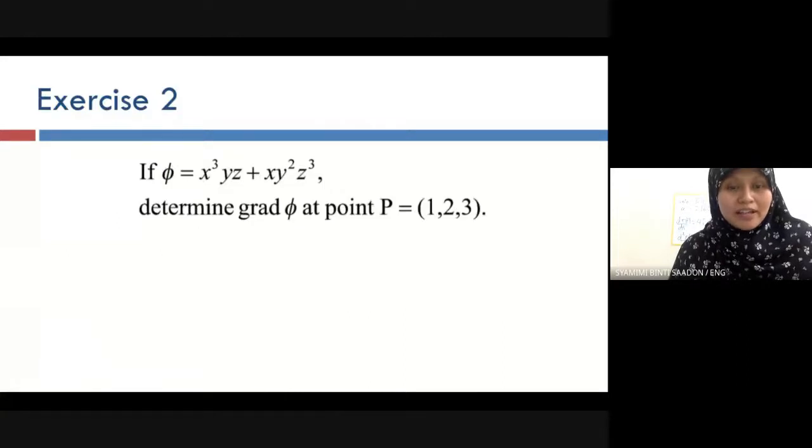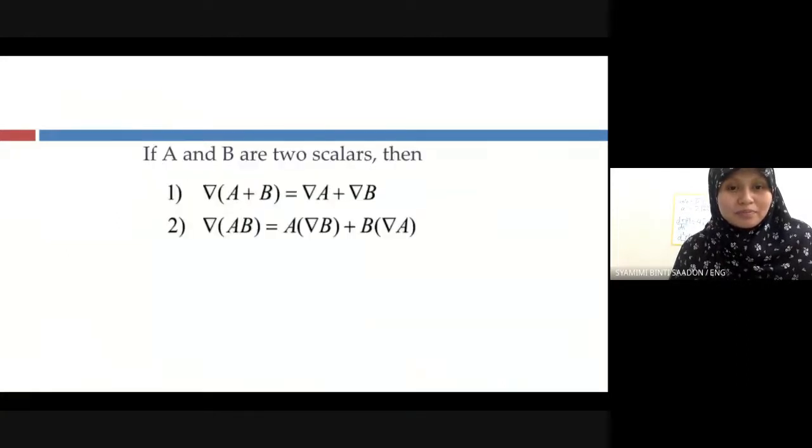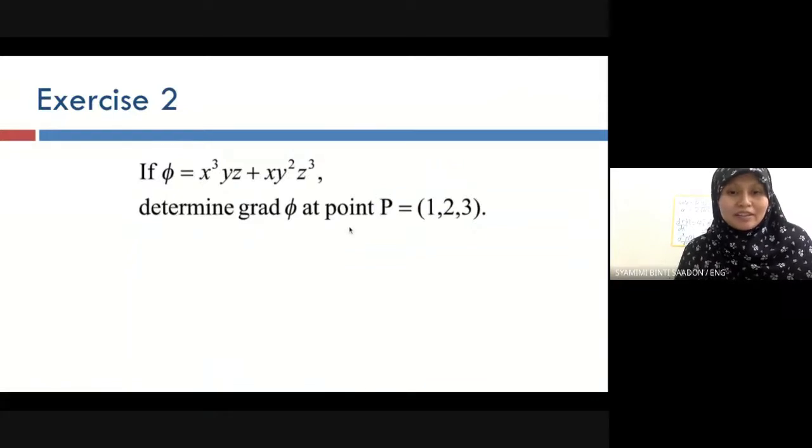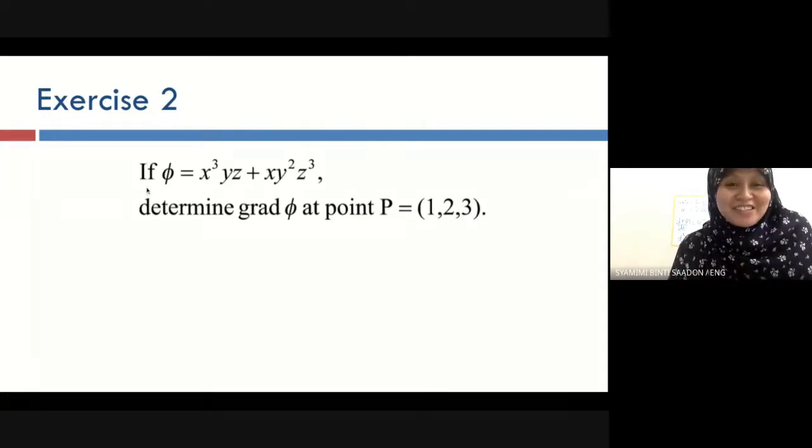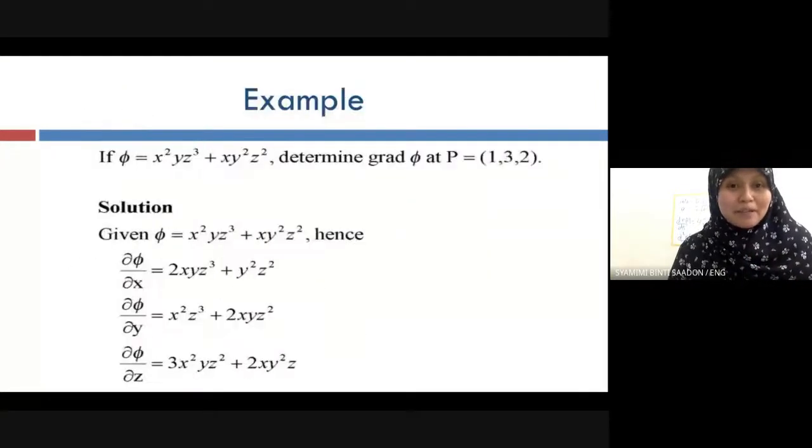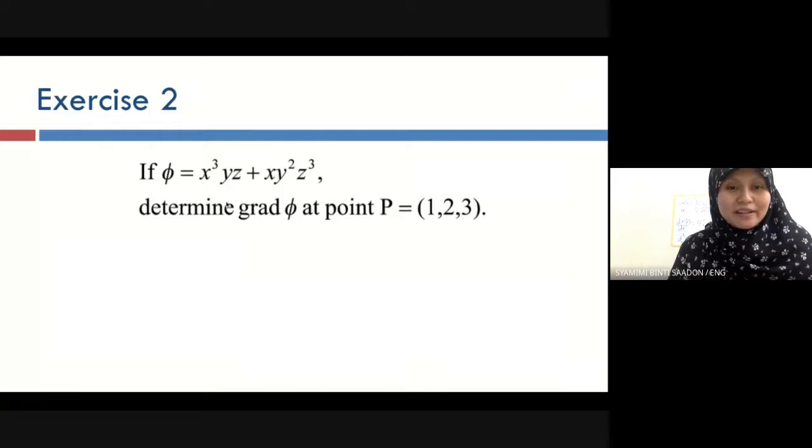Next, exercise 2. You can do this later on, because we have a lot more slides that are tougher. You can try this by yourself later, because the exercise is exactly the same as the example given just now, just with a change in the function. Phi is 3x cubed yz plus x y squared z to the power of 3. Determine the gradient of phi at point P. You can do this by yourself.